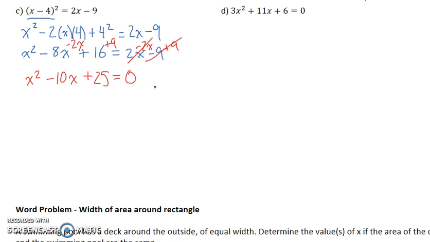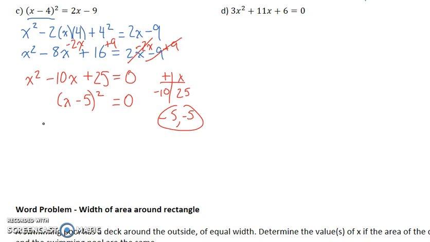So we go to factor that, and we need two numbers that add to negative 10 and multiply to 25. Well, those two numbers have to be negative 5 and negative 5. This is a perfect square. So what this becomes is just x minus 5 times x minus 5 equals 0, which is just x minus 5 squared. And we only have one root.